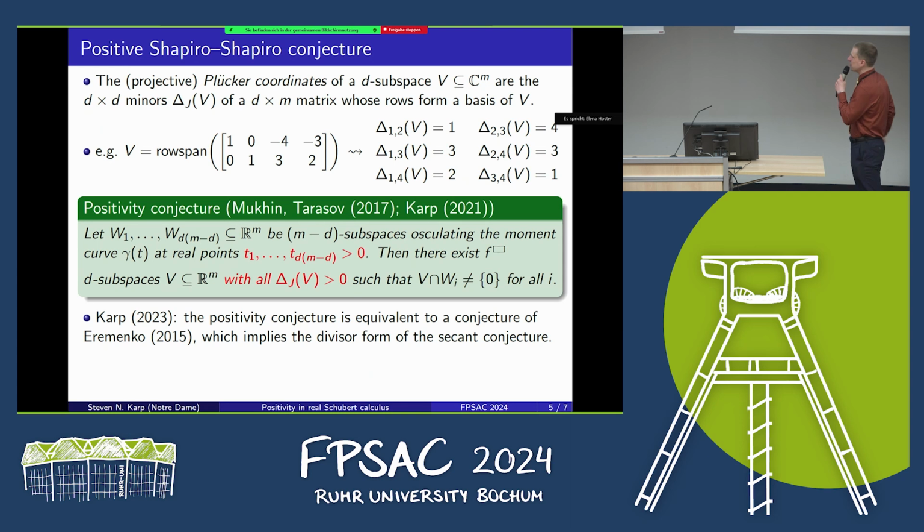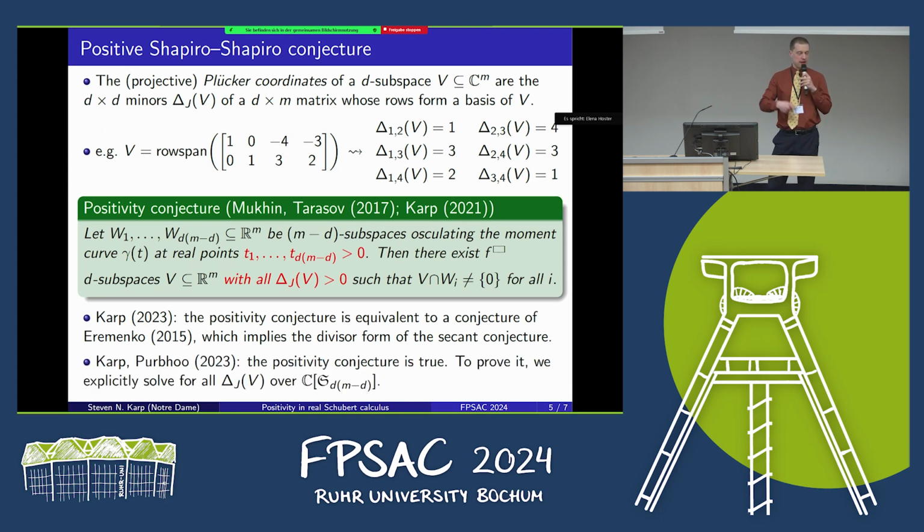Okay, now if you're seeing this conjecture, maybe it's an elegant statement, but you might wonder what this conjecture really means. The reason I was interested in this conjecture is because I showed it's equivalent to an earlier conjecture of Eremenko, which I won't state, but Eremenko showed his conjecture in turn implies this case of the secant conjecture that we want to prove. I won't explain how that implication works, but basically it's using some souped-up version of the intermediate value theorem. So if we can prove this positivity conjecture, that will imply this case of the secant conjecture we want to prove, and that's what we prove. We prove the positivity conjecture.